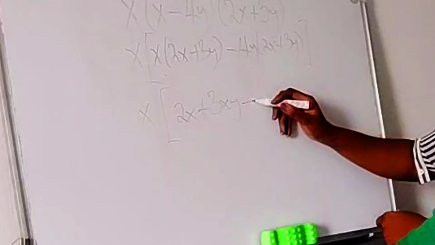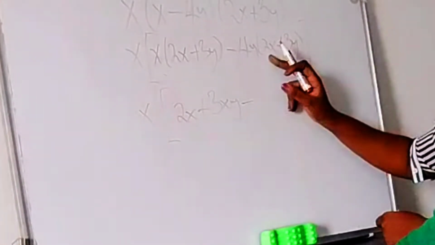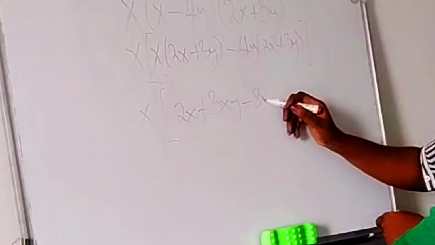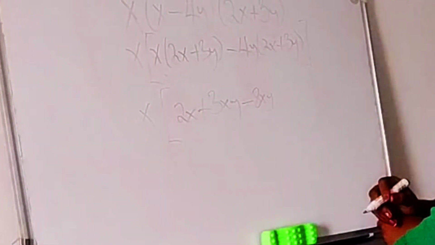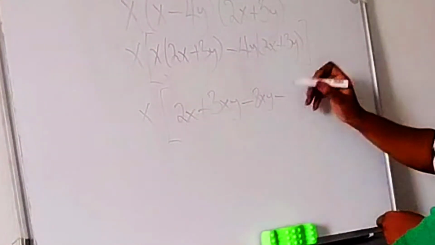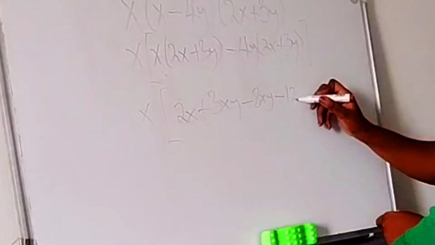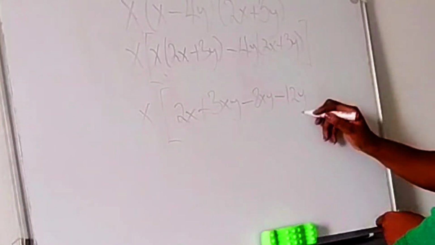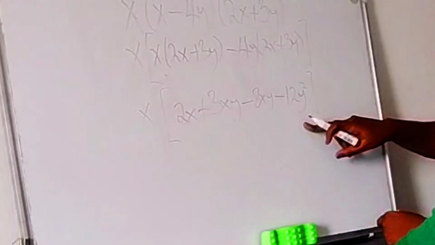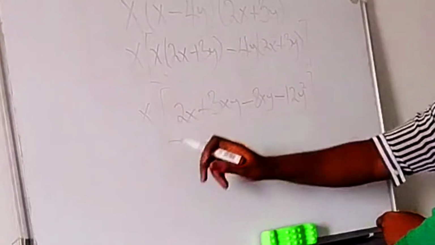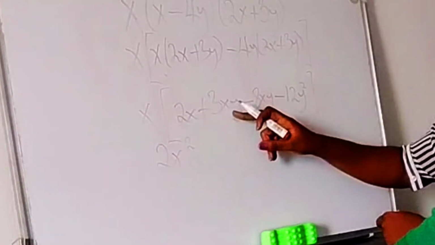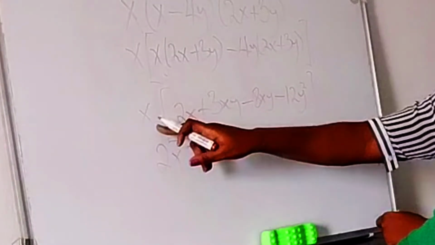Okay? Minus 4y times 2x. Remember the minus there, right? 4 times 2 is 8. So write 8 first. x times y is xy. Do you understand? So minus 8xy. Plus 3y, we put minus again, right? Minus 4y times 3y, 4 times 3 is 12. y times y is y squared. Okay? So we'll also expand this. So 2x times x is 2x squared.